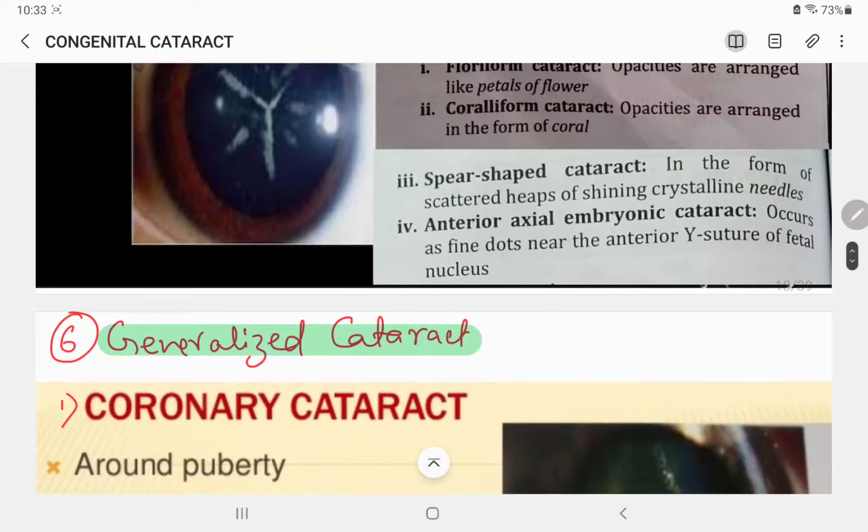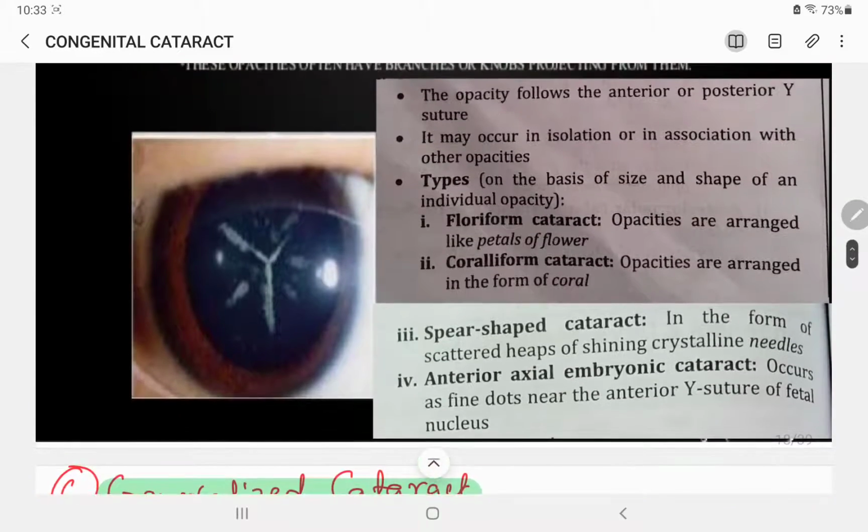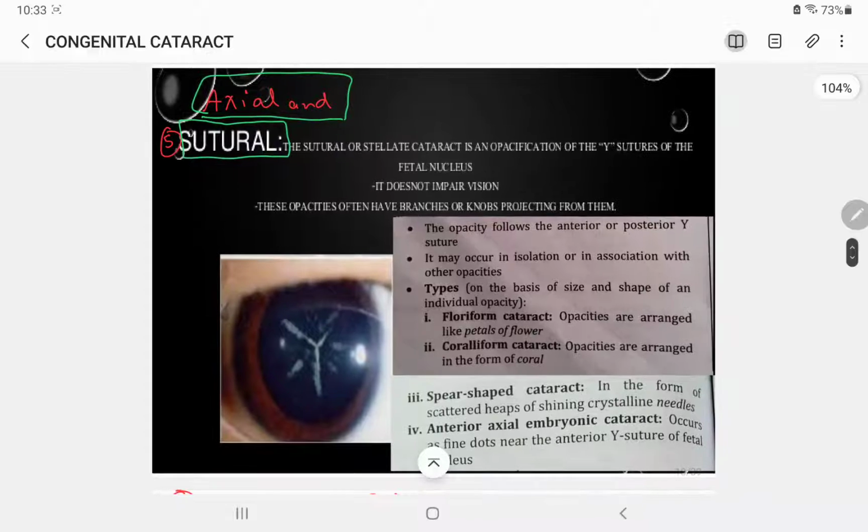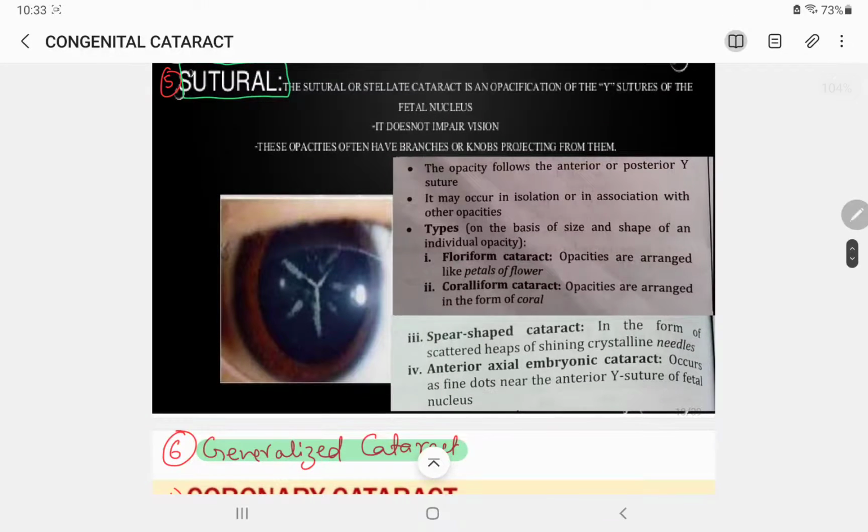Spear-shaped cataract, and another is anterior axial embryonic cataract, which occurs as a fine dot near the anterior Y suture of the fetal nucleus. All right, so these are the types of axial and sutural cataract. They include floriform, coralliform, spear-shaped, and anterior axial or embryonic cataract.